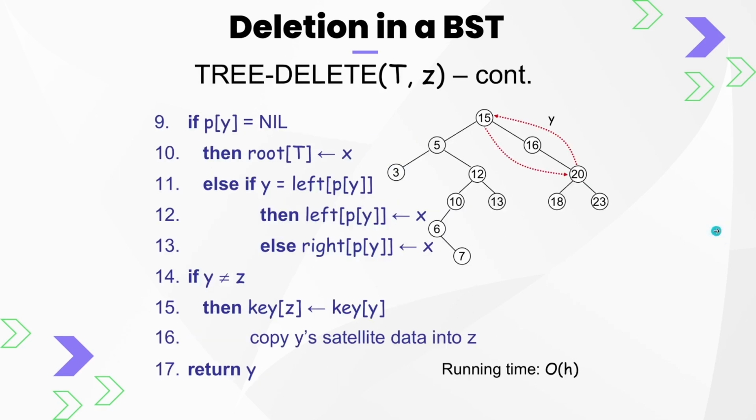Accordingly we take paths, and if Y is not equivalent to Z, then we put the key of Y as the key of Z. So, naturally the time for doing this deletion operation would be of the order of h, where h is the height of this binary search tree.